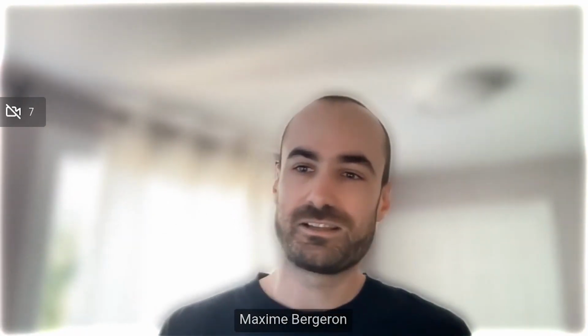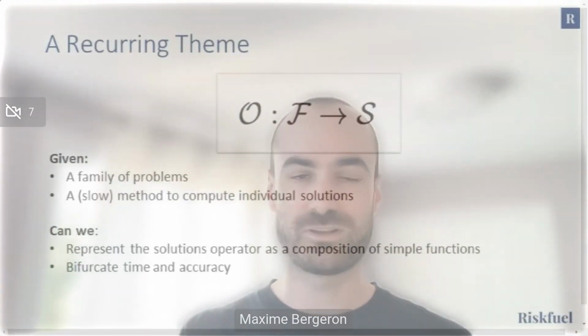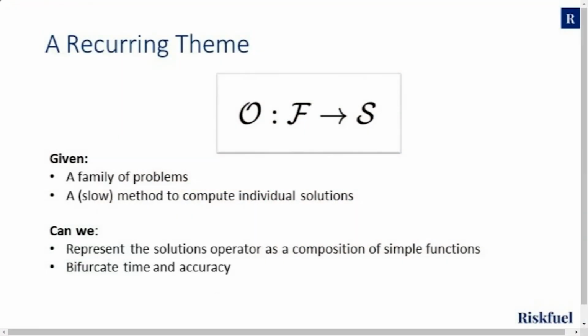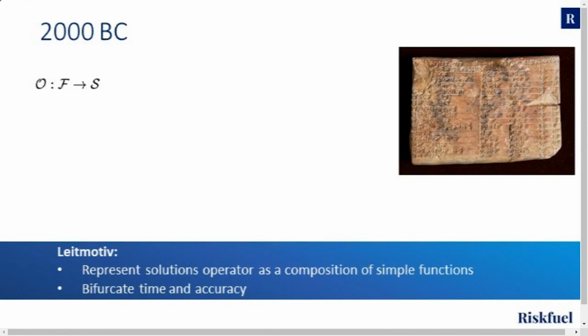And classically, humans encounter these families of problems, and they usually have a slow method to compute solutions one at a time. And what you really want to do is try to break down that slow operation into a collection of simple operations. And so you can bifurcate time and accuracy. So you can get your solution as good as you want and as quickly as you want. So just to justify my statement, this is indeed a very old theme.